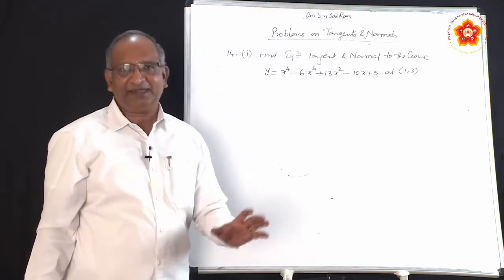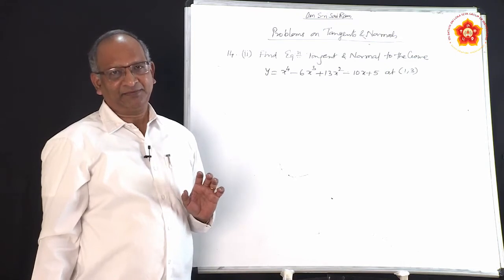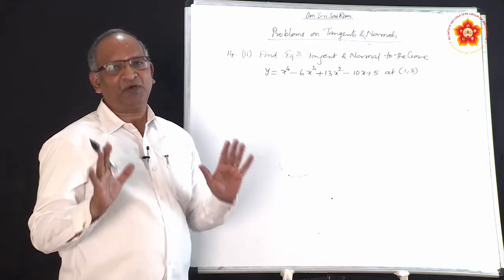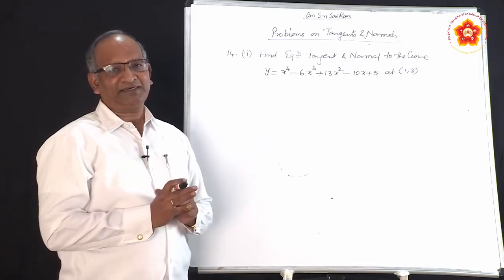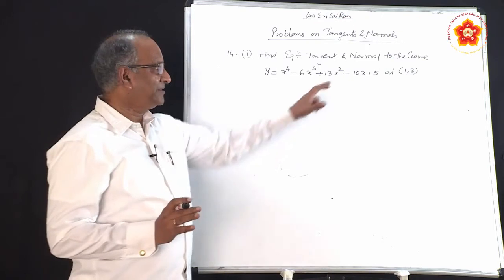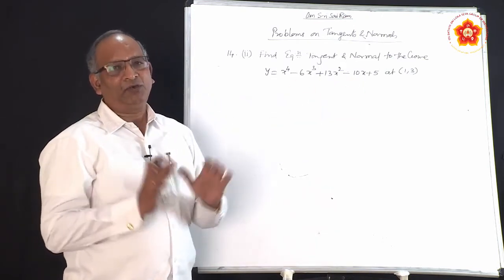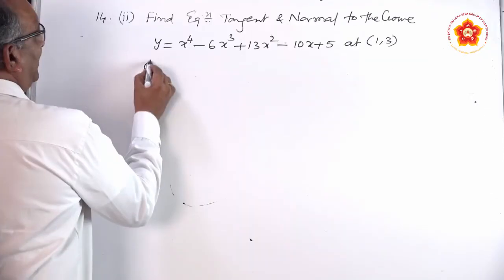This is a standard question, and this is the kind of question they ask. Straightforward question, you don't need to do anything, just follow the formula. Formula means equations of tangents and normals. Point is known, x0, y0 is 1 comma 3. You only need to know what is dy by dx. So find out dy by dx.